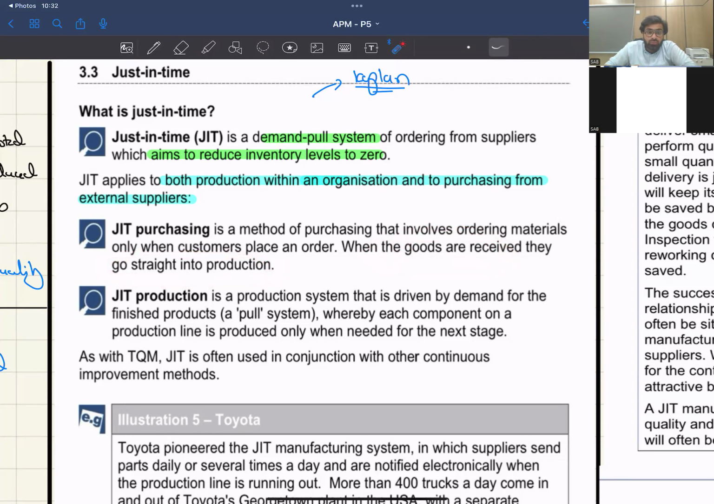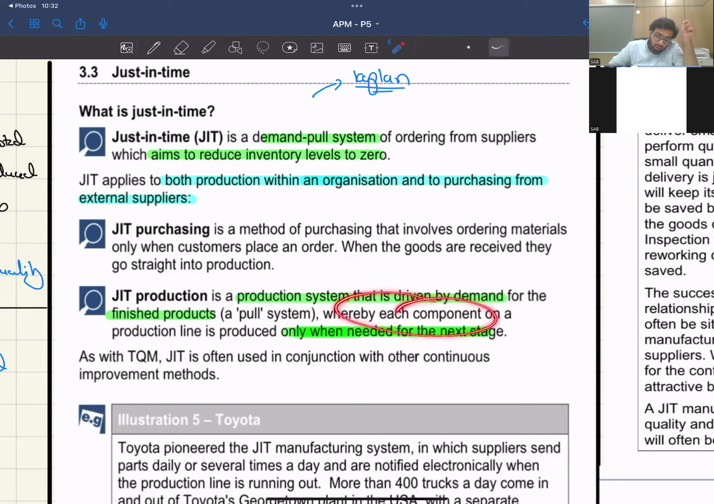Now, what's JIT production? It's simple: it's a production system that is driven by the demand for the finished products. You are not going to make particular products until you have got the demand, whereby each component in production will be made only when needed for the next stage.